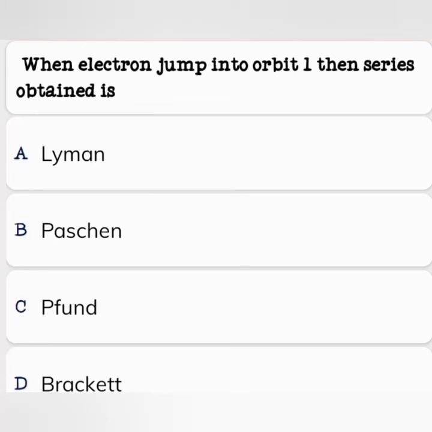When electron jumps into orbit 1, then series obtained is A. Lyman, B. Paschen, C. Pfund, D. Brackett. Right options, आप कमेंट सेक्शन में लिखें। So the right option is A. Lyman.